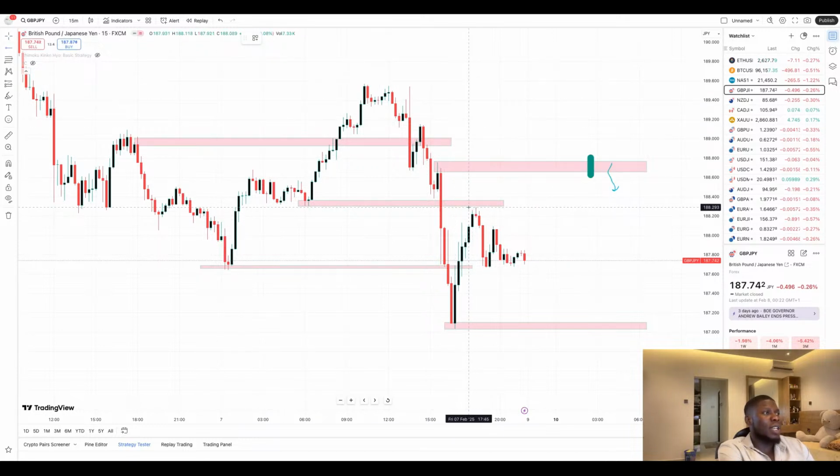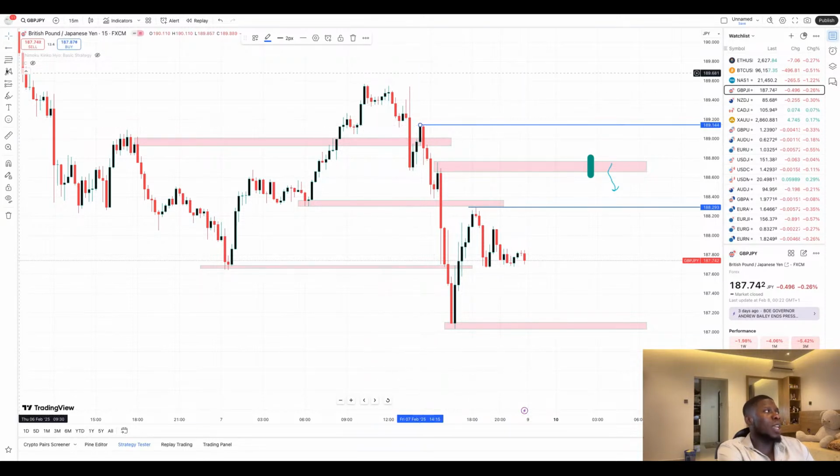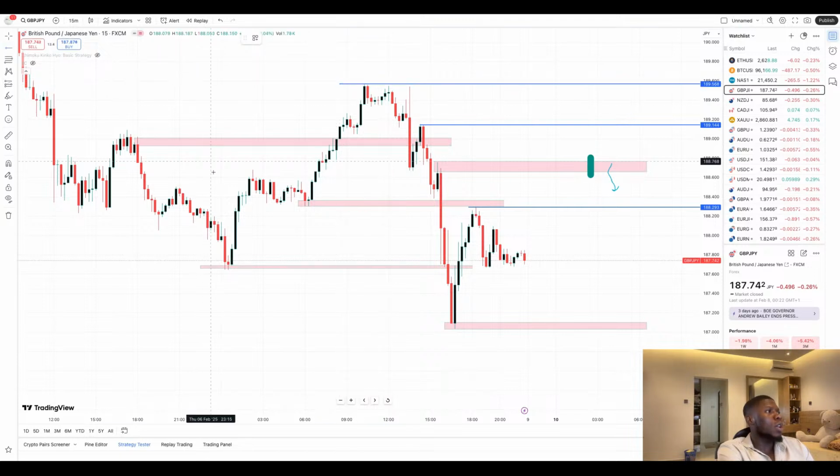We have our resistance here. Resistance works with swings, so you should be looking at your swings. This is your resistance. These are your supports. This is your resistance. At this moment, just a little bit.